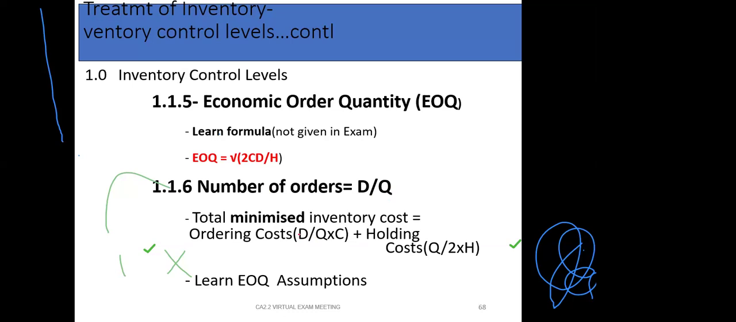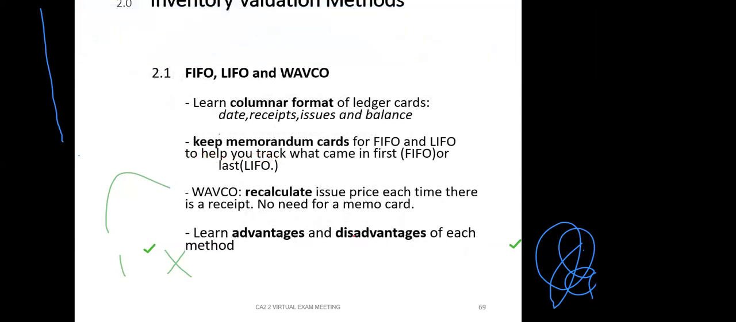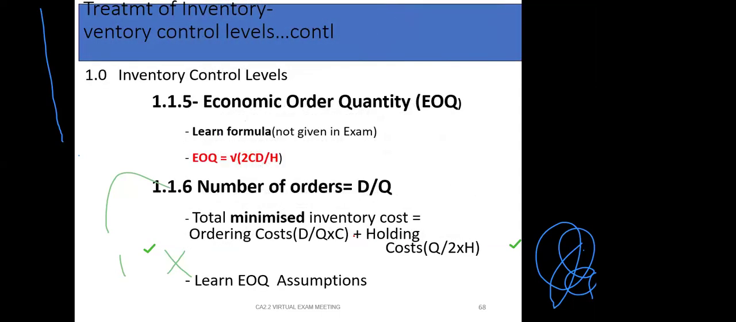And costs are minimized where the ordering costs and the holding costs are the least. Also, some things that are examined here on inventory levels are the assumptions in the EOQ formula. So learn the assumptions, learn the assumptions.